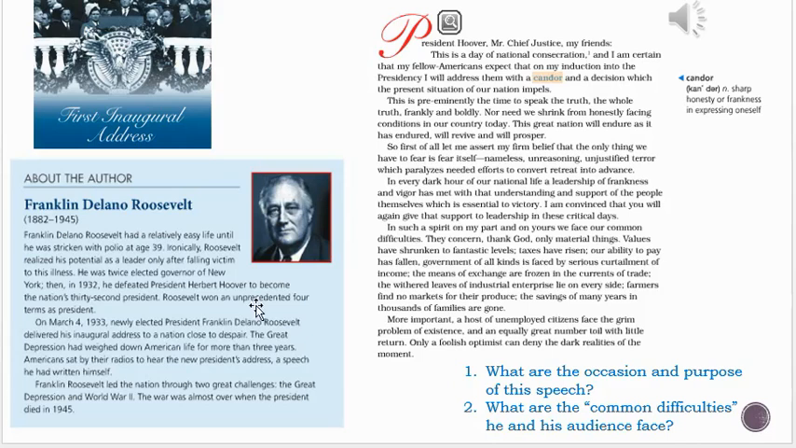As I said, you're going to be reading the essay itself independently and answering questions as you read. You're going to do checks for understanding, and you're going to employ some of your reading strategies that we've been exploring throughout the year. However, first, it's important to know the title of this essay. It's called the First Inaugural Address.